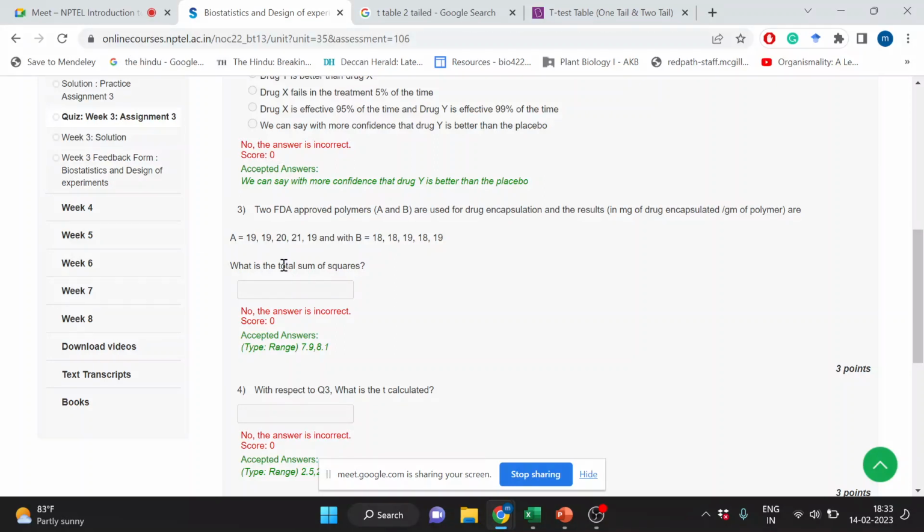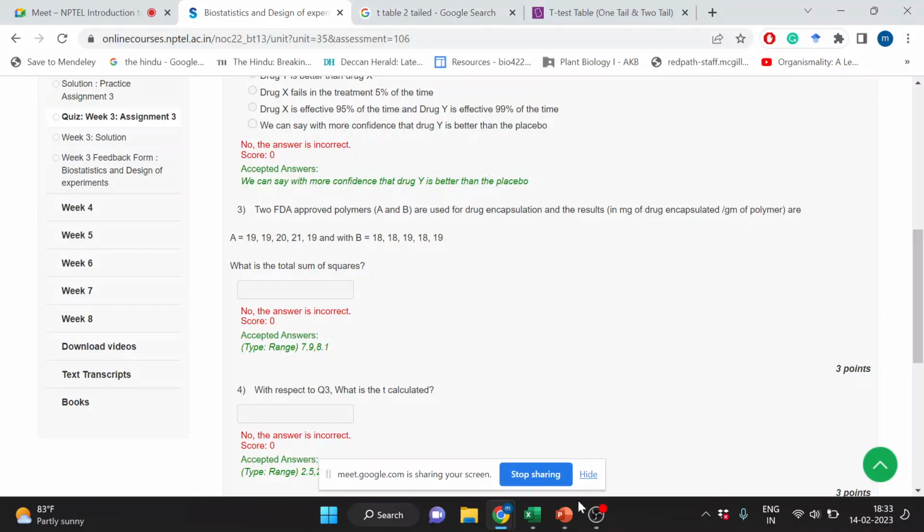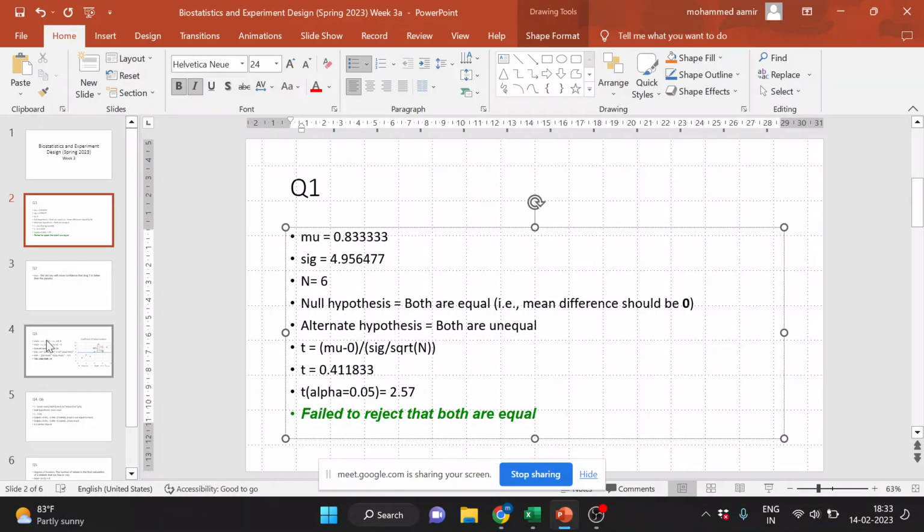So one is the total sum of squares. This is just math. There's nothing much to talk about there conceptually. I'll just show you what the formula is, and then you can just calculate. It's there in the lectures also.